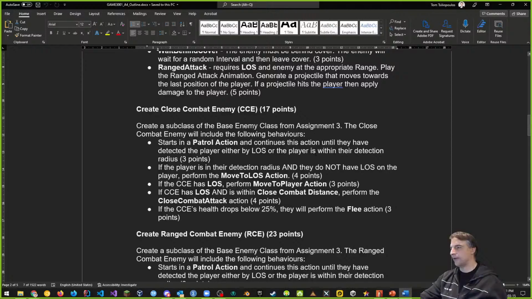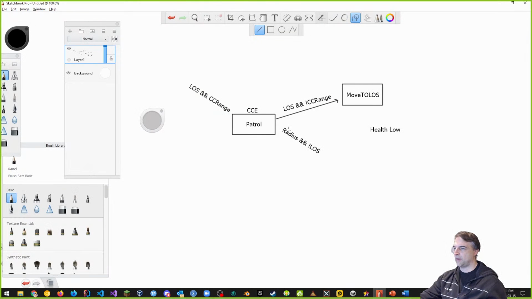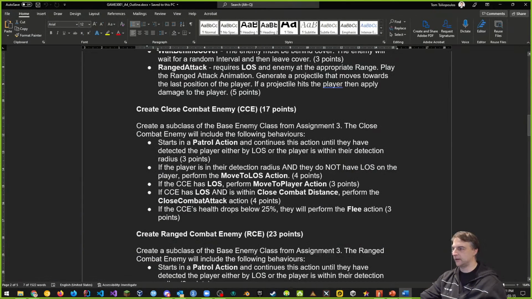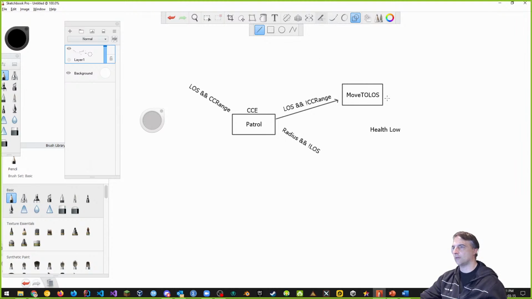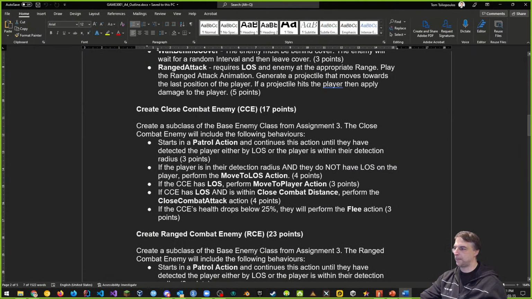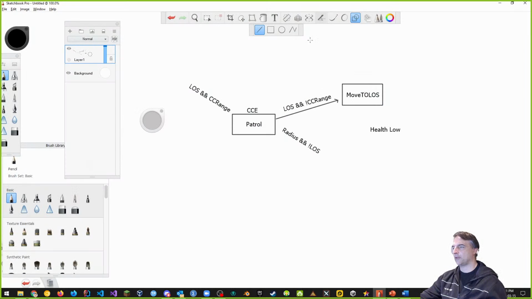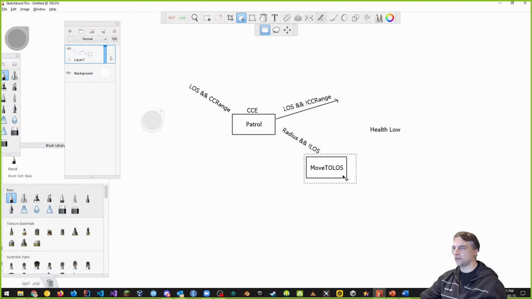And what about the other case where they're in my radius but I don't have line of sight? Well, if they're in my radius and I don't have line of sight, then I want to move to line of sight. So that's the other thing. So this is, if the player is in the detection radius and they do not have line of sight, that was actually the wrong one, but we'll move that over, no problem. That's the great thing about this little tool. You can move this over here. This is what it should be. All right, so this is the transition.